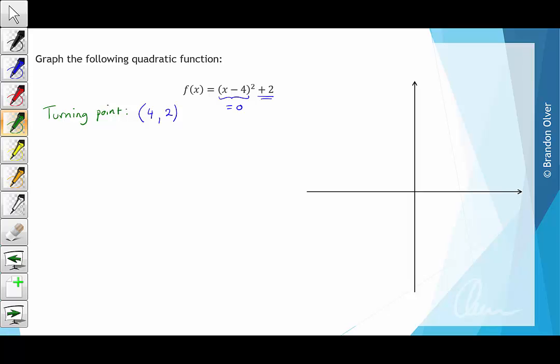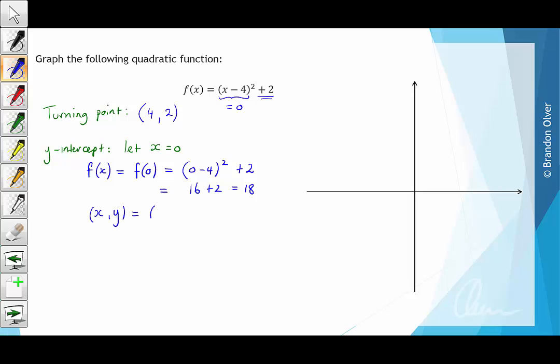The next thing we can do when the quadratic's in this form is find the y-intercept. And the y-intercept occurs when we let x equals 0. So here we have f(x) when x equals 0 is f(0), which gives (0 - 4)² + 2, which equals, minus 4 squared is positive 16, plus 2, which equals 18. Therefore, the y-intercept occurs when we have the coordinates x is 0 and y is 18.